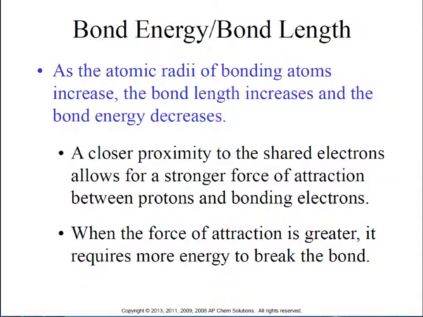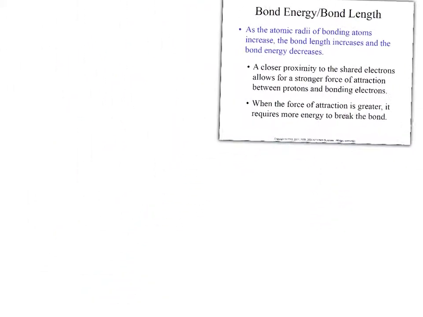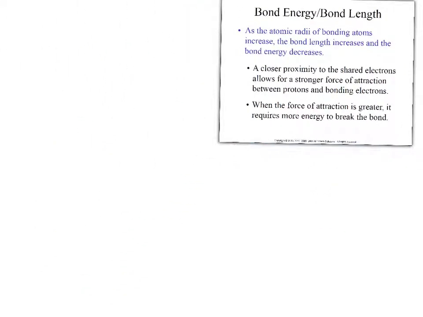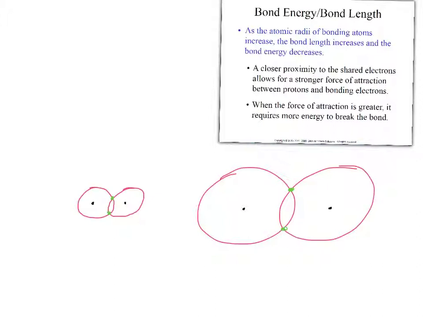Alright, here's our old friend Coulomb's law, just worded another way. As the atomic radii of bonding atoms increases, the bond length will increase and the bond energy decreases. All that we're saying there is, as we increase the distance between atoms, here's the nucleus in the middle, there are the shared electrons.